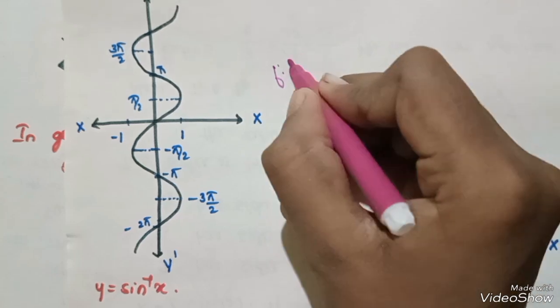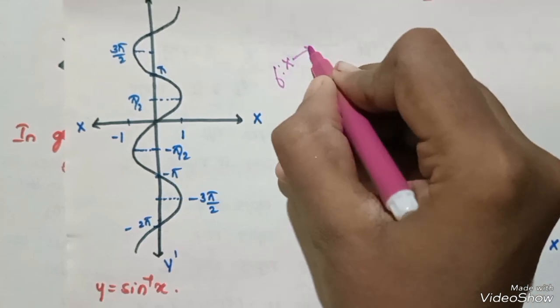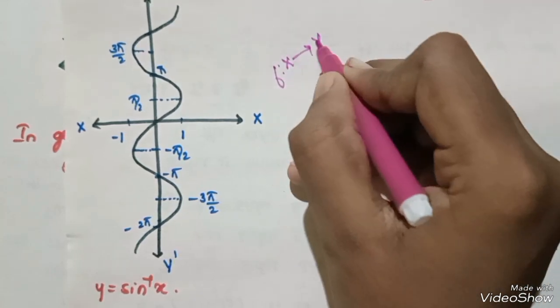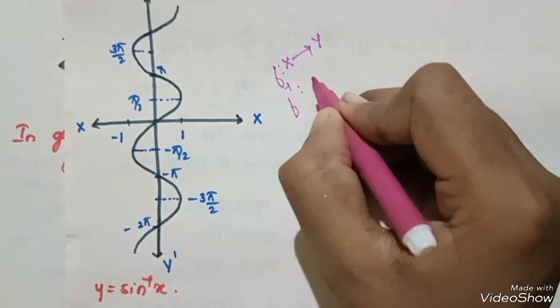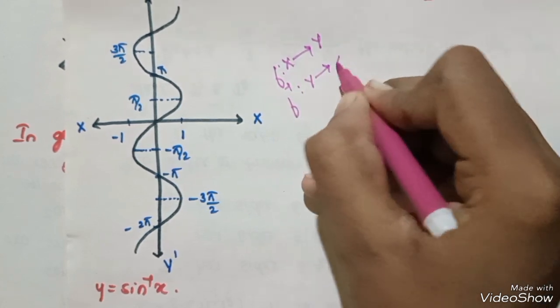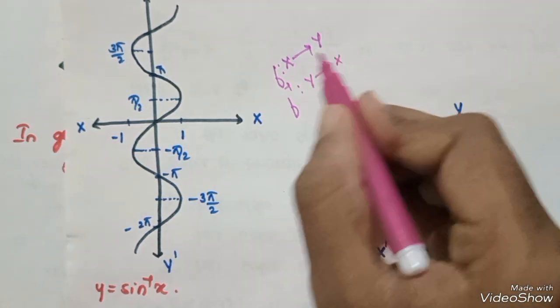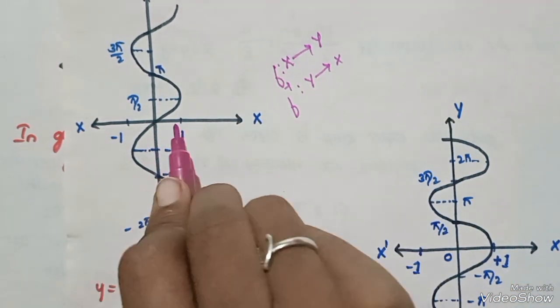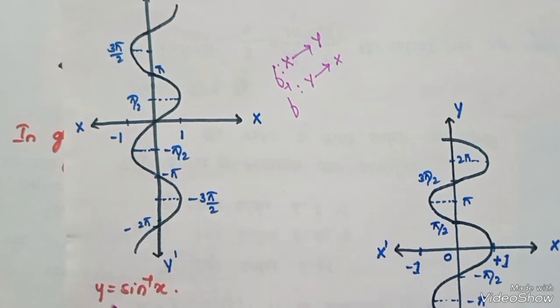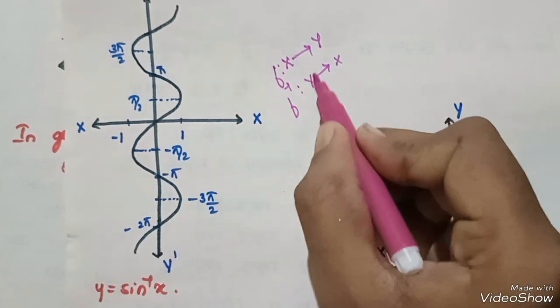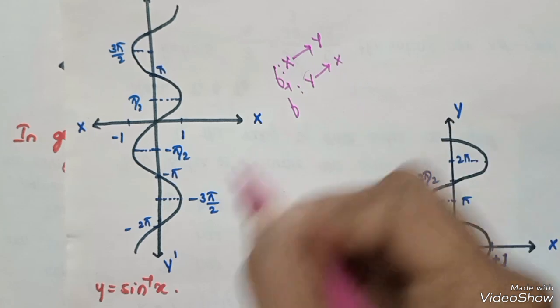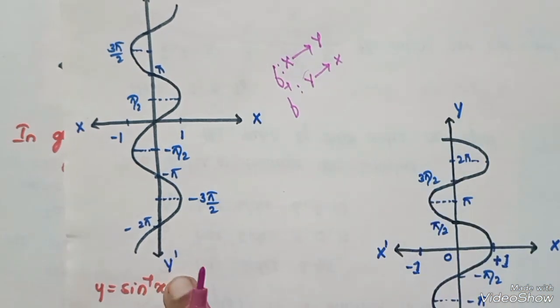For a trigonometric function, the graph changes from x tends to y. For the inverse function, it is taken from y tends to x, so it will change. The graph of the function y equals sine inverse x can be obtained from the graph of y equals sine x by interchanging x and y. This is the inverse graph, that is, y equals sine inverse x.